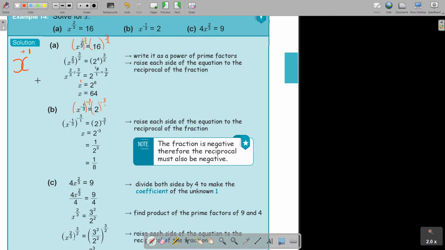Your x must be 1. So you first must make it 1. So I first divide by 4, so to get it 1. And then I take my prime factors, and then I multiply with 3 over 2. And I multiply with 3 over 2. And then I'm getting my answer. And I think that was the final.